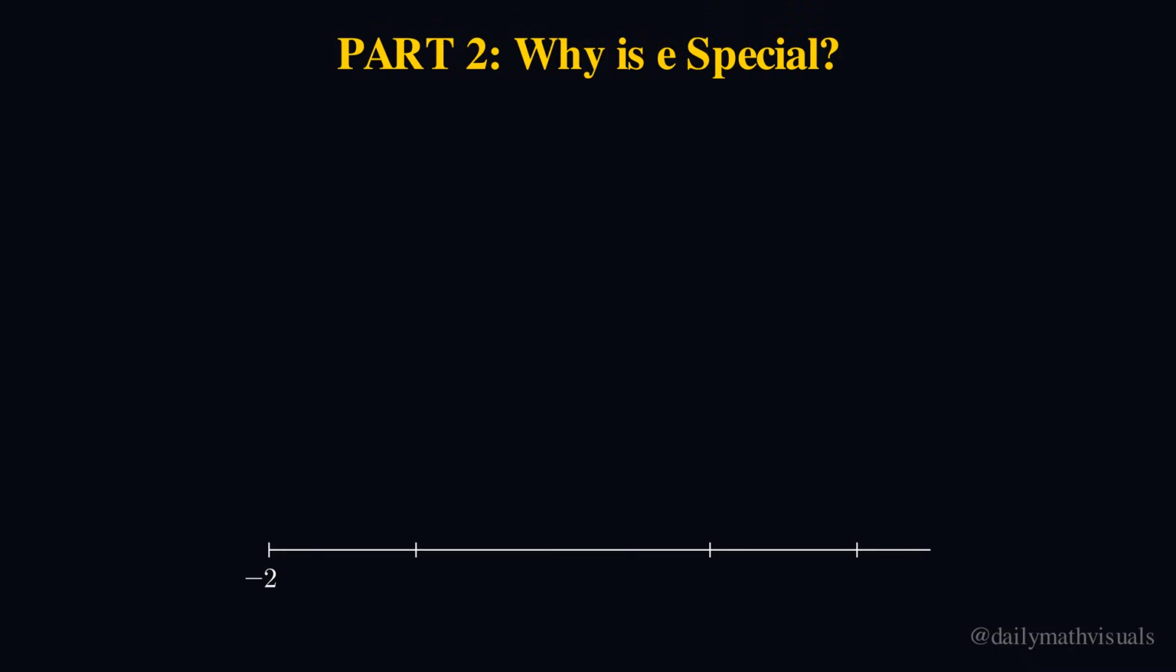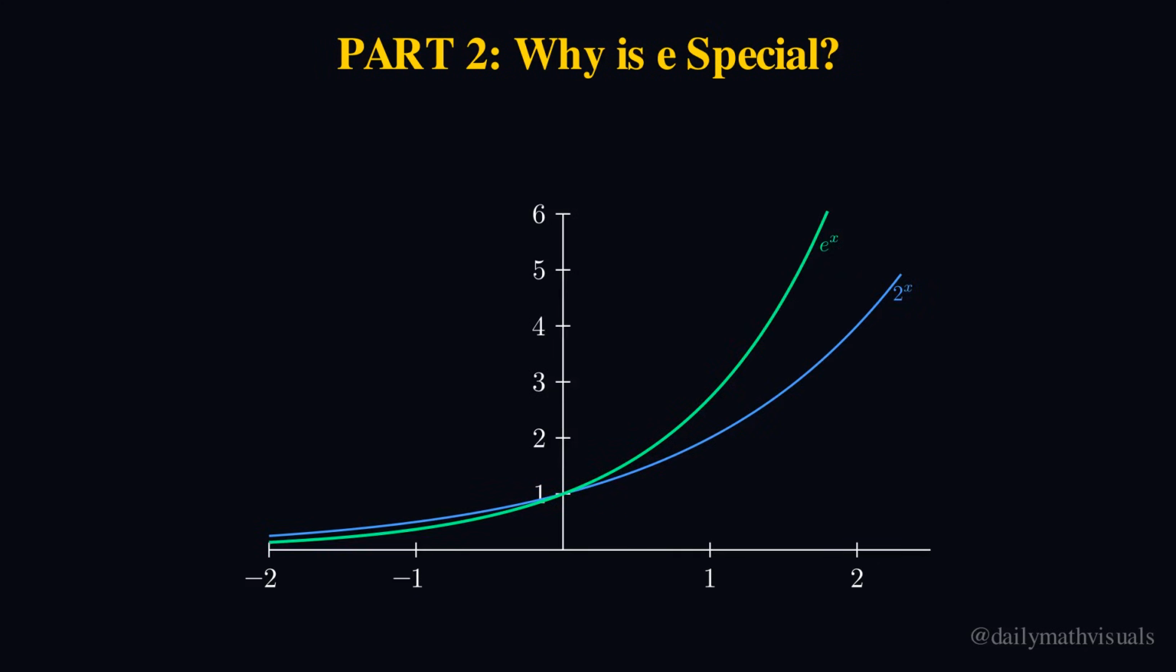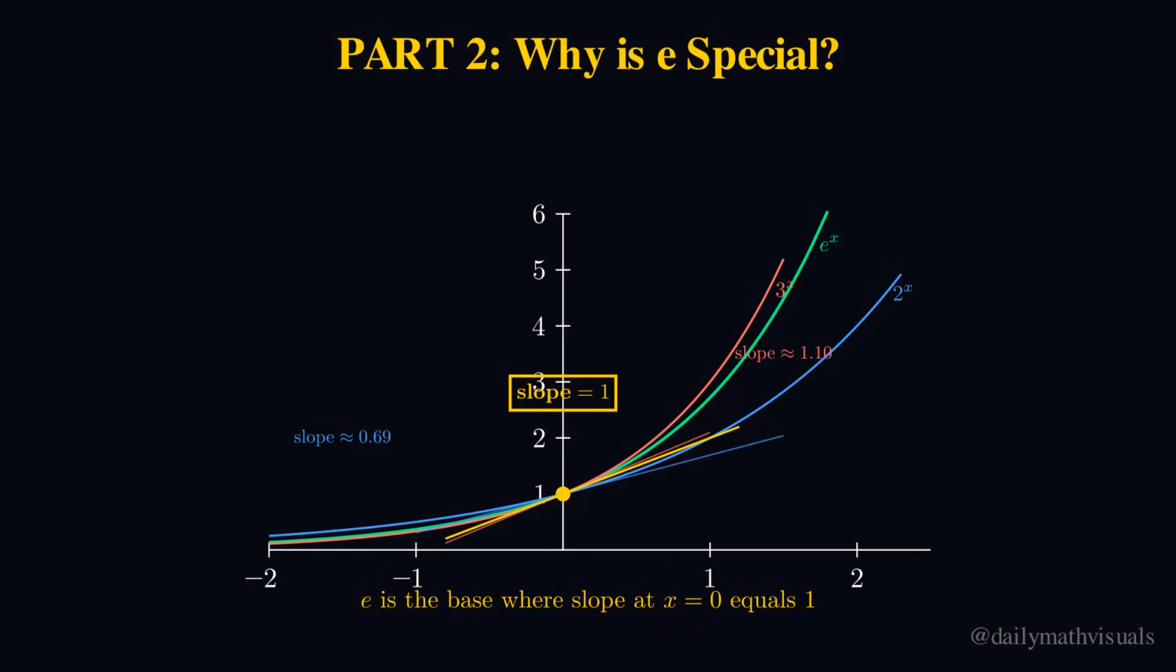But here's the geometric reason why e is special. Let's look at different exponential functions. All exponential functions pass through the point (0, 1). But their slopes there are different. For 2^x, the slope at x = 0 is about 0.69. For 3^x, it's about 1.10. But for e^x, the slope at x = 0 is exactly 1. That's what makes e special. e is defined as the unique base where the slope at x = 0 is exactly 1. This is the geometric definition of e.